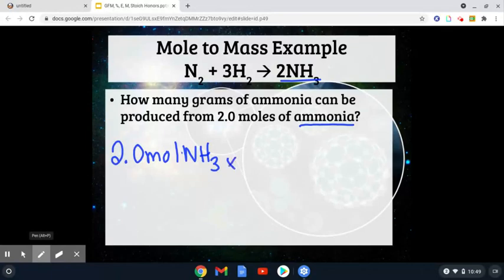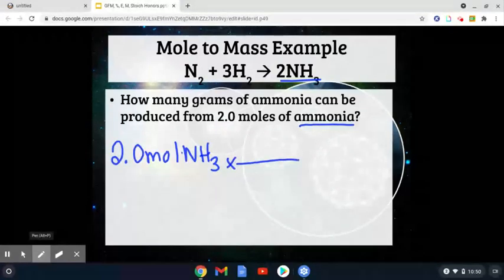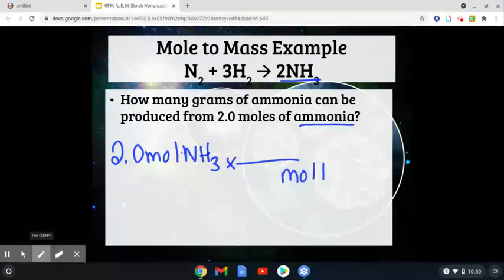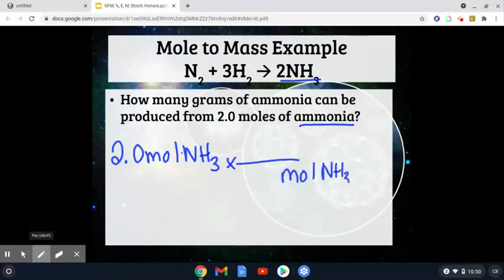Set up my 3 magic lines. I want to get rid of a mole of ammonia, so that's going to go on the bottom. And I want to find grams of ammonia, so that's going to go on the top.